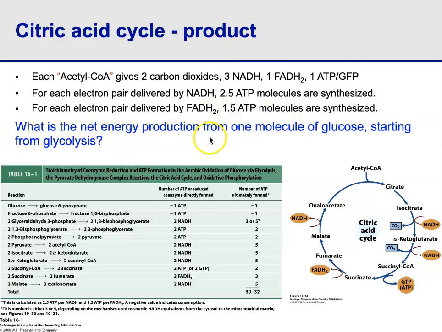Then what is the energy product from 1 molecule of glucose starting from glycolysis? You can see the reactions on this table. The grand total is 30-32. Someone might ask, why not one number? And why either 30 or 32? Well, it's because of the glycolysis reaction where we produce 2 molecules of NADH. I'll tell you this a little later. It has to do with how these 2 electron pairs are delivered to the oxidative phosphorylation pathway, and that will determine the energy outcome of a single glucose molecule.